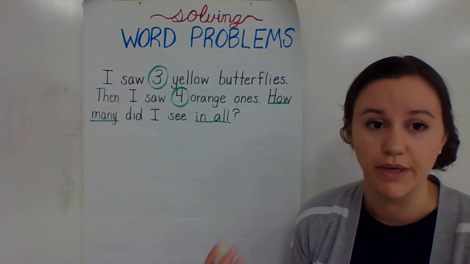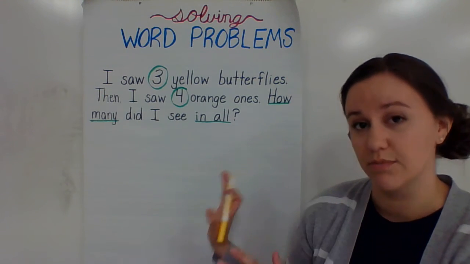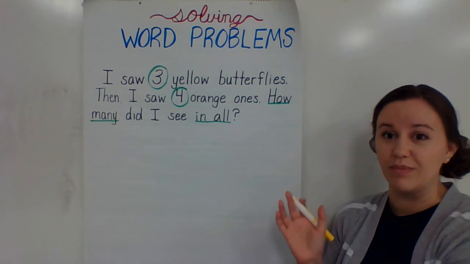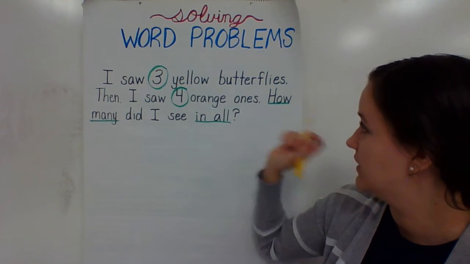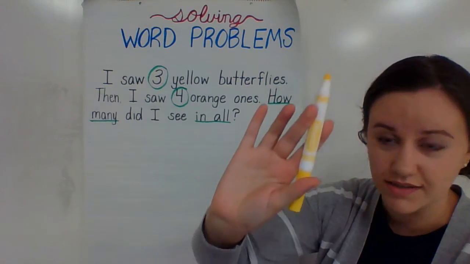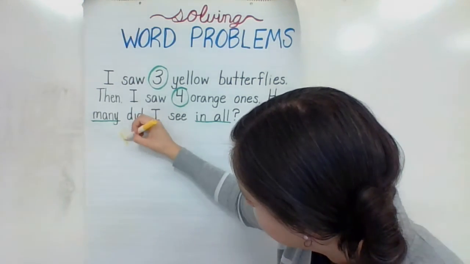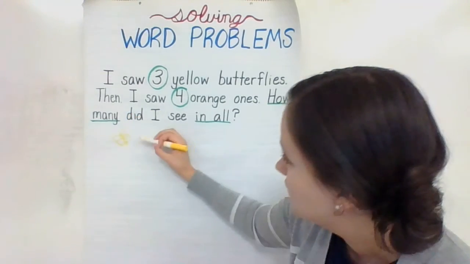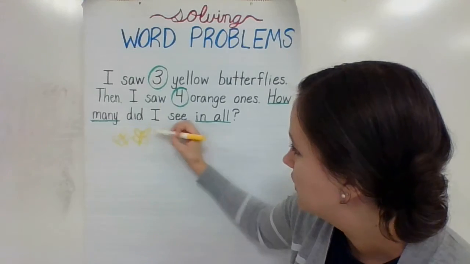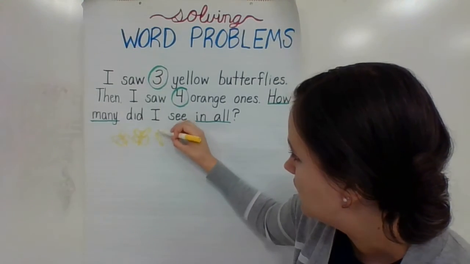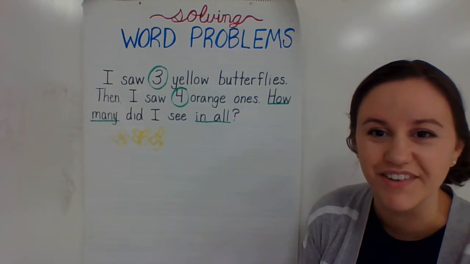I'm going to draw a picture, because I find that with a word problem, if I'm thinking it through as I'm drawing the picture, I can help myself know how to solve. I saw 3 yellow butterflies. So just over here, real quick, nothing too fancy, I'm going to draw 3 yellow butterflies. You can kind of see.